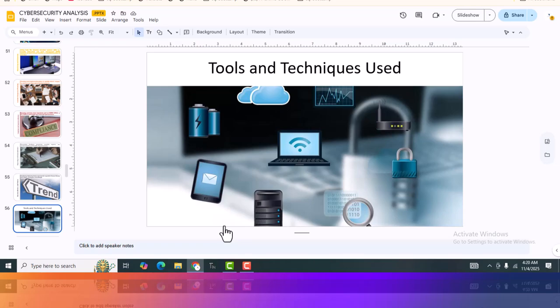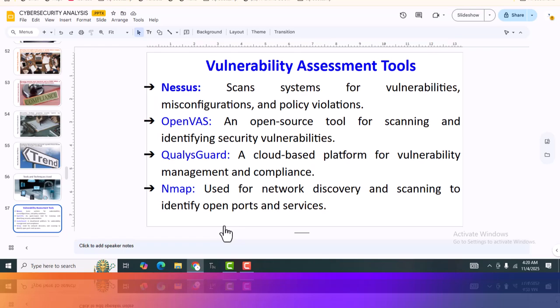There are some tools and techniques that we use in analysis, though it is not limited to this, but there are some basic tools. One is the vulnerability assessment tools, like Nessus, OpenVAS, QualysGuard, and Nmap, and so on. When we get to vulnerability analysis, we will look more at these tools. But we also need them to carry out a comprehensive cyber analysis.